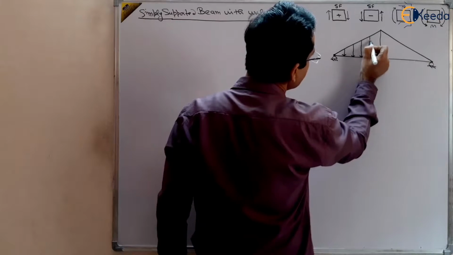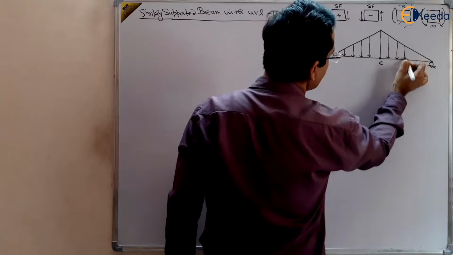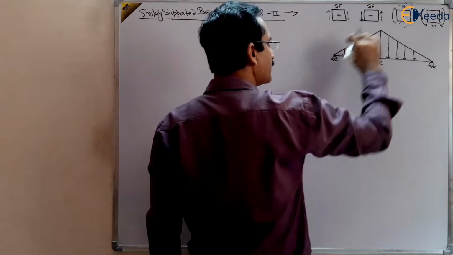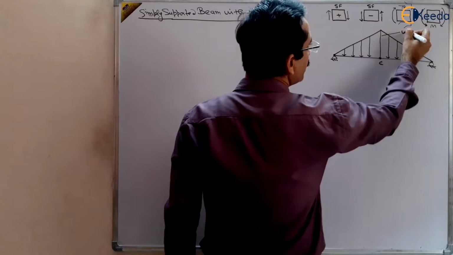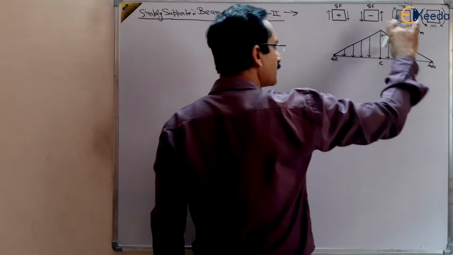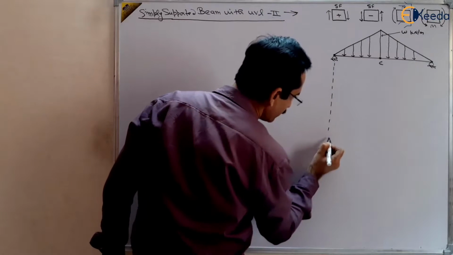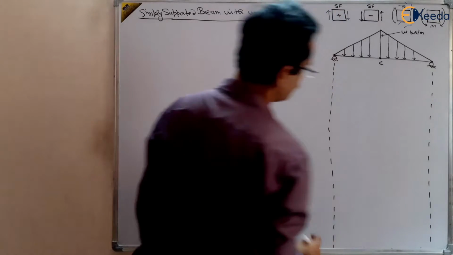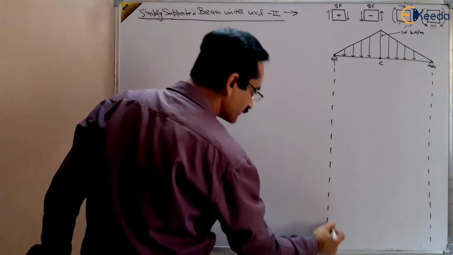In the downward direction this is the load, like this. So it is maximum at the center and zero at the ends. And what is this loading at the center? At the center it is W kilonewton per meter. So it changes from W kilonewton per meter to zero from the center to the endpoints. And we want to draw the shear force and bending moment diagram for this case.